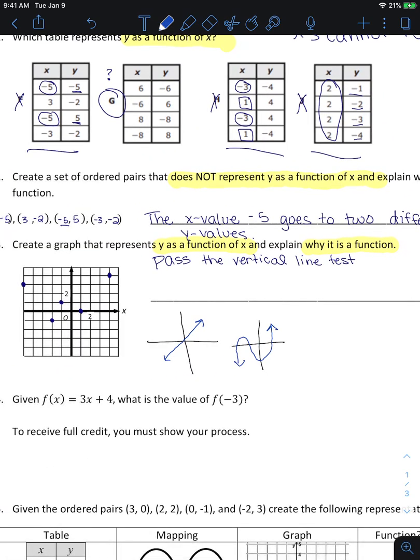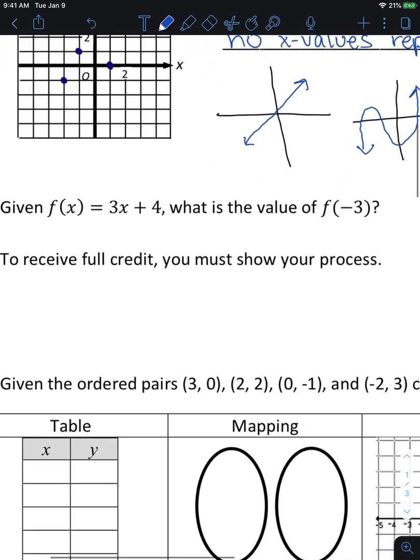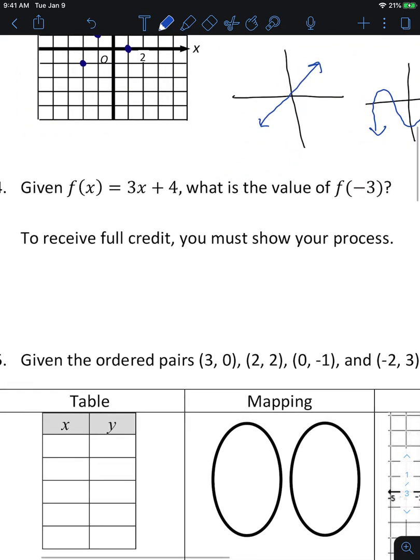And now we would need to explain why it's a function. I kind of said that earlier. Because they passed the vertical line test. Okay, they passed the vertical line test. No x values repeat. Lots of different ways you can say it.